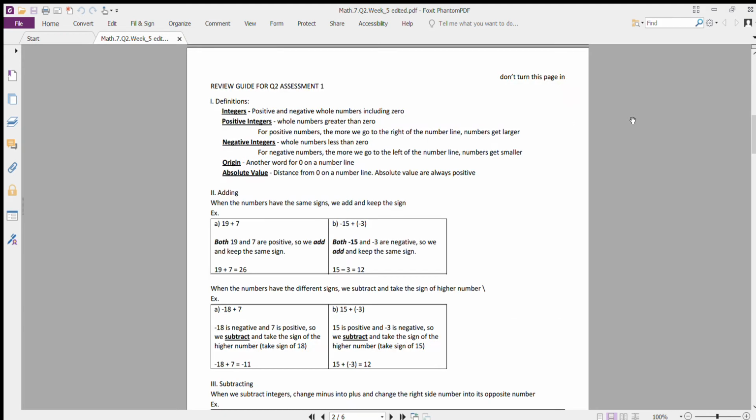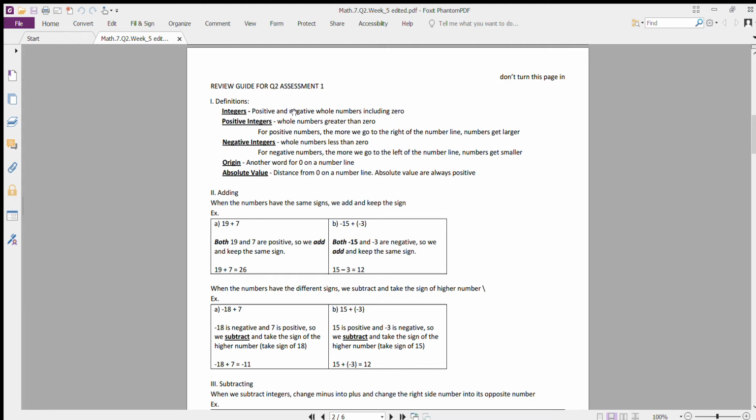So first things first, here's this review guide for your quiz 2 assessment 1. If you read this or watch this video, you should be able to solve your quiz or your assessment 1 quarter 2. First, we're going to have definitions. The first definition is integers. Integers are positive and negative whole numbers including 0.